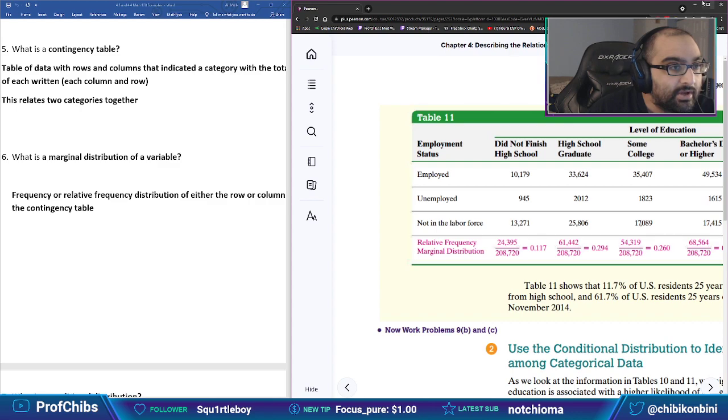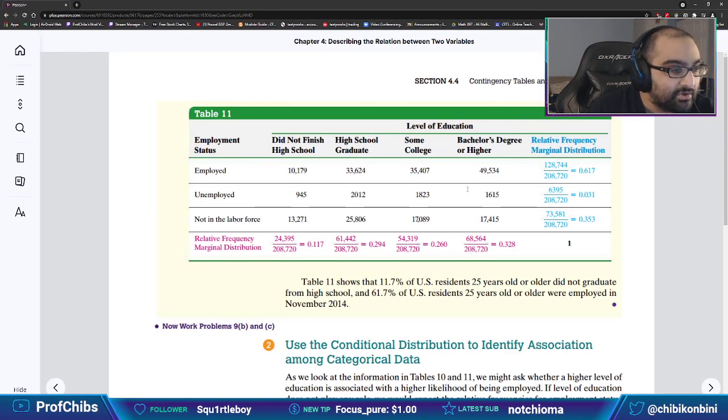All right, let me go ahead and blow this up. I want you to take a look here on the screen. Again, for video purposes, I'm going to leave this up for a little more time. A relative frequency is just going to be a percentage every time. So the relative frequency says we added up this column, and there were 24,395 people who didn't finish high school out of how many people we surveyed? The 208,000 total that we surveyed. That's going to be 0.117, or 11.7% of the people we surveyed didn't finish high school.